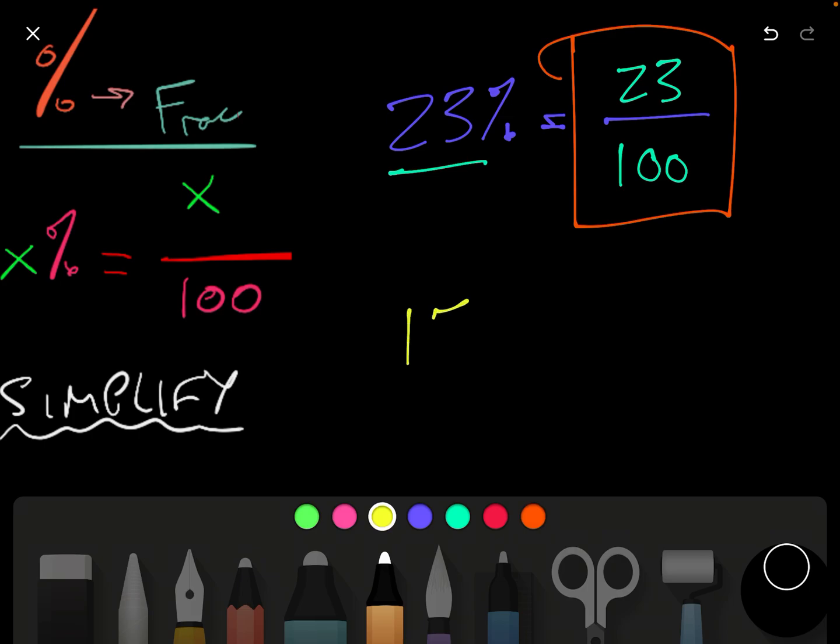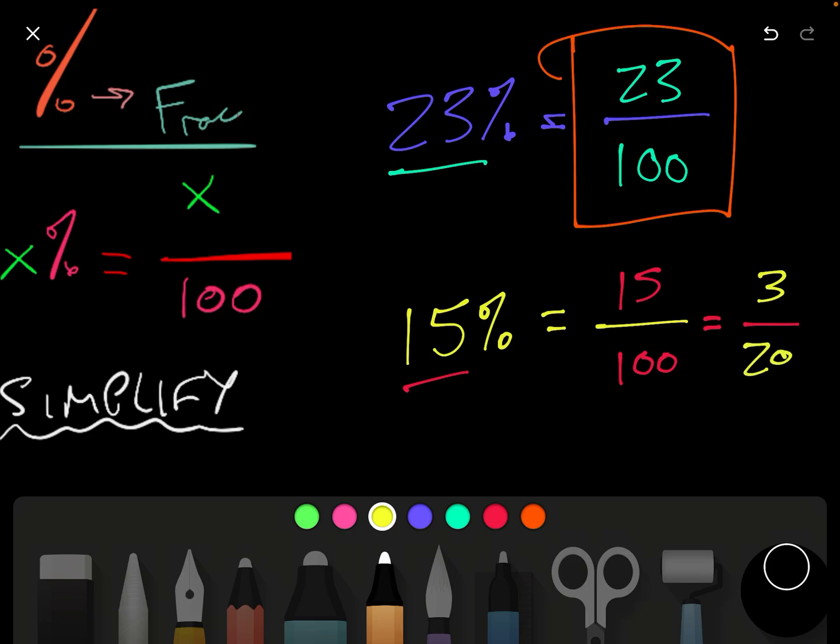Let's do something like 15%. Okay, 15%. Numerator, 15. Denominator, 100. Now this one we can reduce. 15 and 100, you know it's at least divisible by 5. So when we do that, we get 15 divided by 5 is 3. 100 divided by 5 is 20.